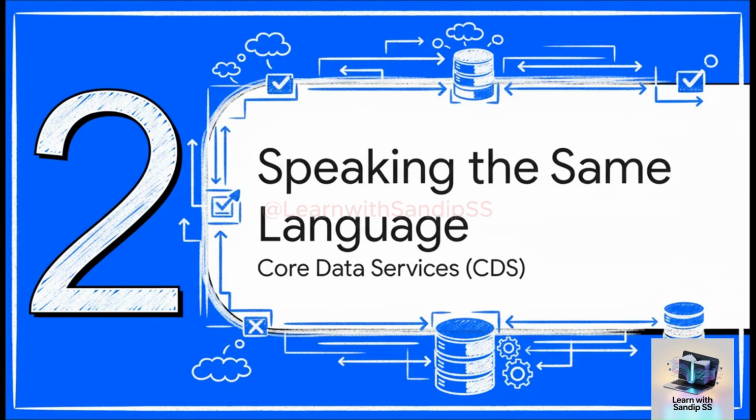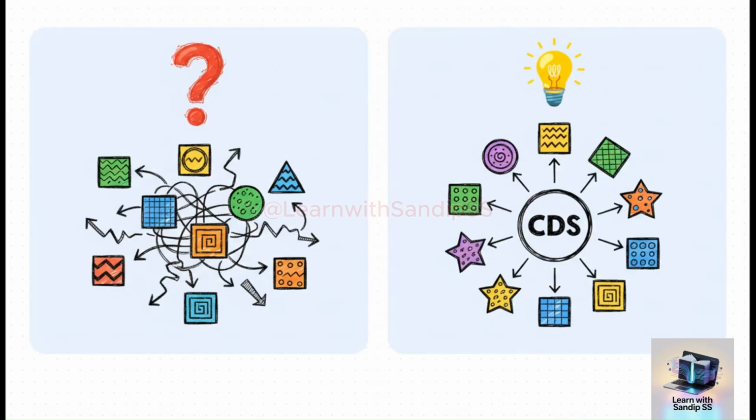So let's zoom in on that middle layer for a second, because this is where the real innovation is. It's all about creating a common language. And for SAP, that language is Core Data Services, or CDS. And to really get why CDS is so important, you kind of have to look at the history. I mean, SAP acquired a lot of different companies over the years, and each one came with its own data structures, its own coding languages. It was like having a room full of people all speaking a different language.